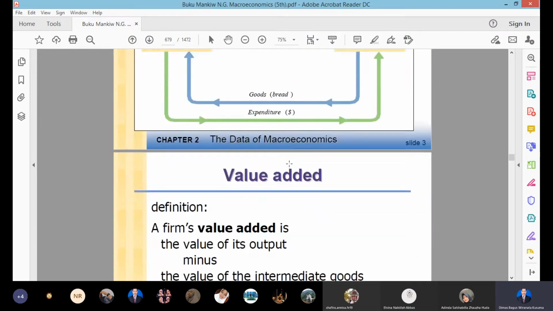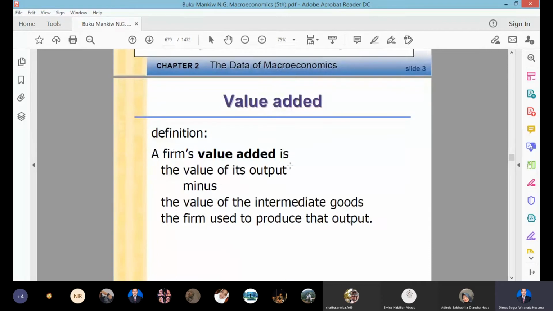The next one, there is another definition of GDP beside the previous definitions. The previous definitions, if you recall, had the keywords final output, domestically produced, in a period of time, for example, 1 year.